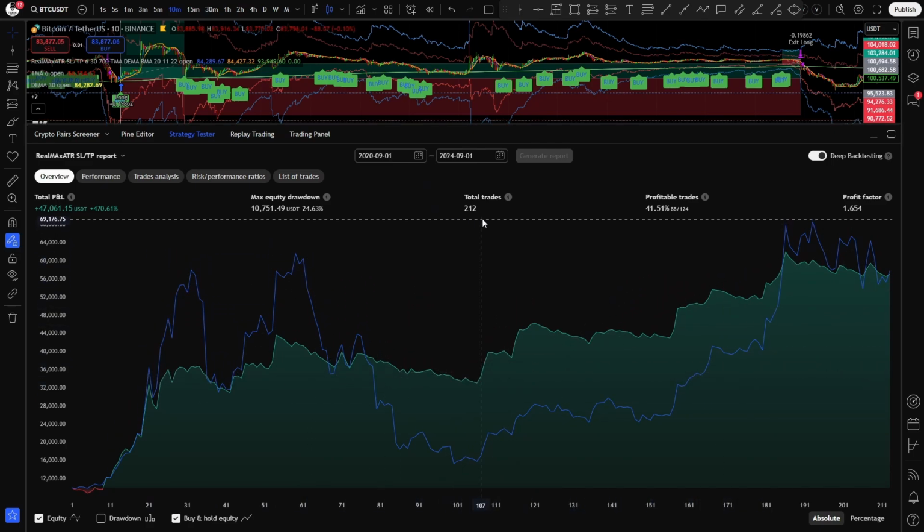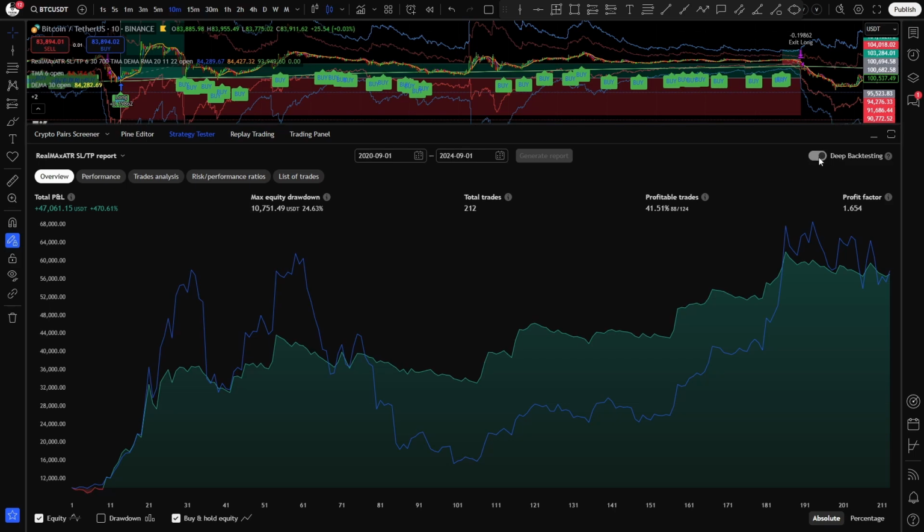During these 4 years, the script generated 212 trades, which means 470% net profit, with a 24% maximum drawdown. That is pretty good. We also have a 41% win rate and a 1.6 profit factor. Now I always say to always check the after-optimization date performance to see if a strategy can still hold up outside of the optimization range.